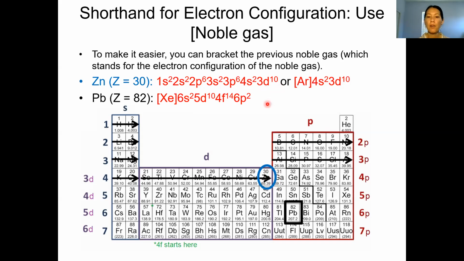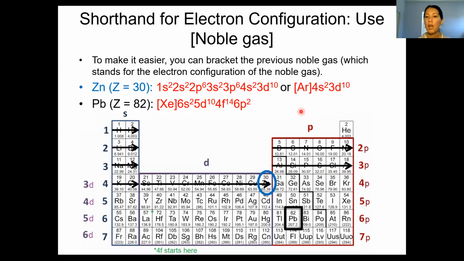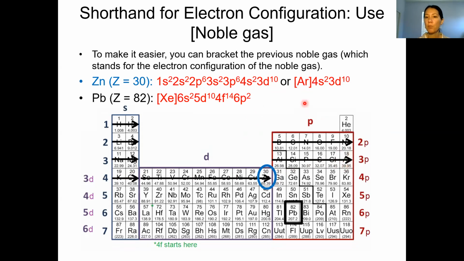If I didn't want to write all that, I could have just gone back to the previous noble gas, which is here, argon, and just bracketed argon. So what that means is when you bracket argon, you're saying, I have the full electron configuration up to argon, and then continue 4s2, 3d10, done.